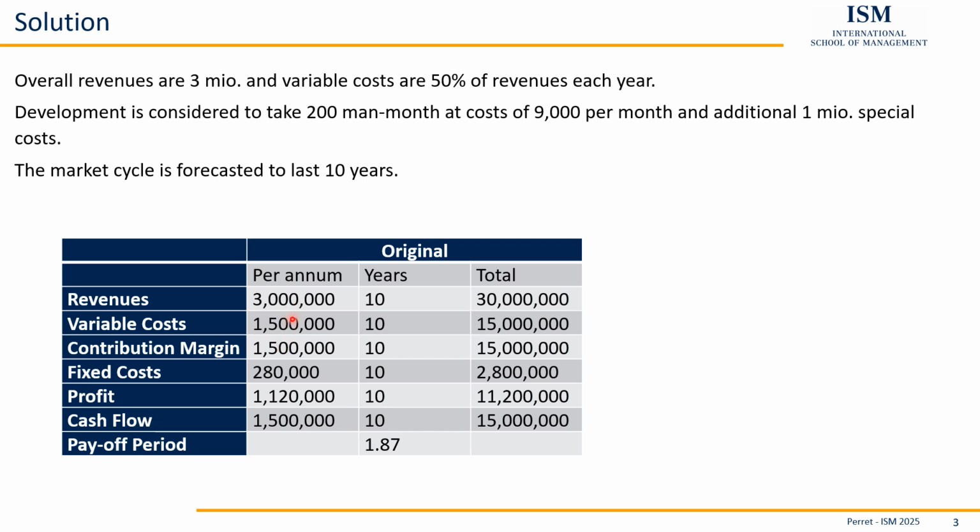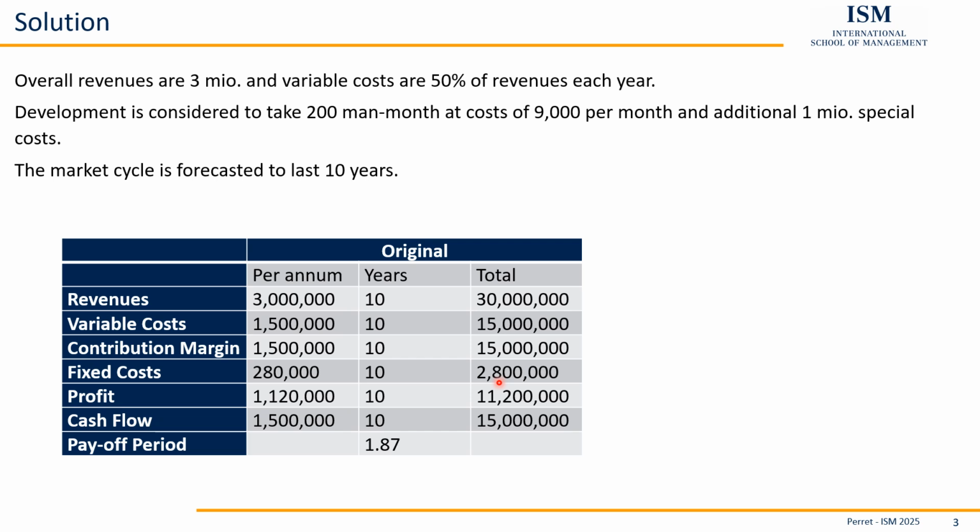Those are yearly values, per annum values. To get the total values, I have to multiply them with the 10 years of the forecasted market cycle, giving me those ones. Then I can talk about fixed costs. Fixed costs here in costs of development. This product, I know I have this development costs, 200 man-months, 9,000 per man-month, so I have to multiply those two, giving me 1.8 million, and I have 1 million additional special costs. So I have to add this on top, giving me 2.8 million.